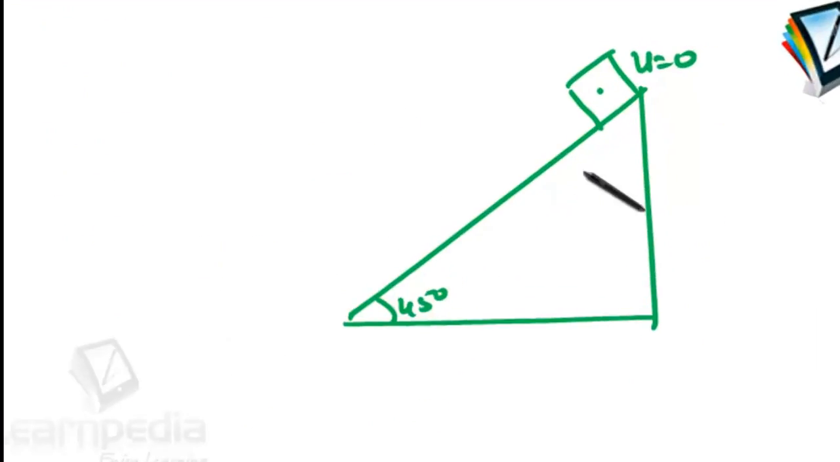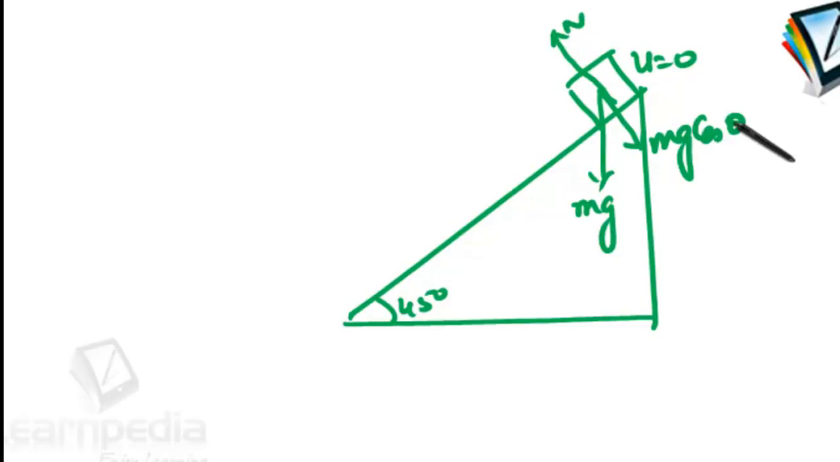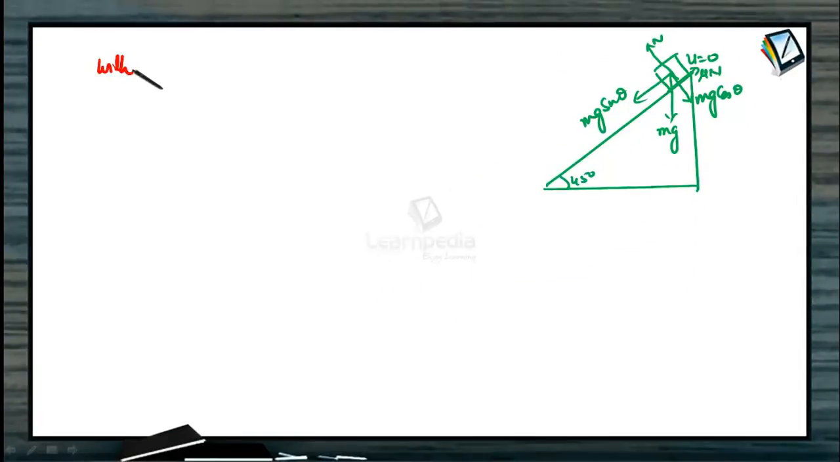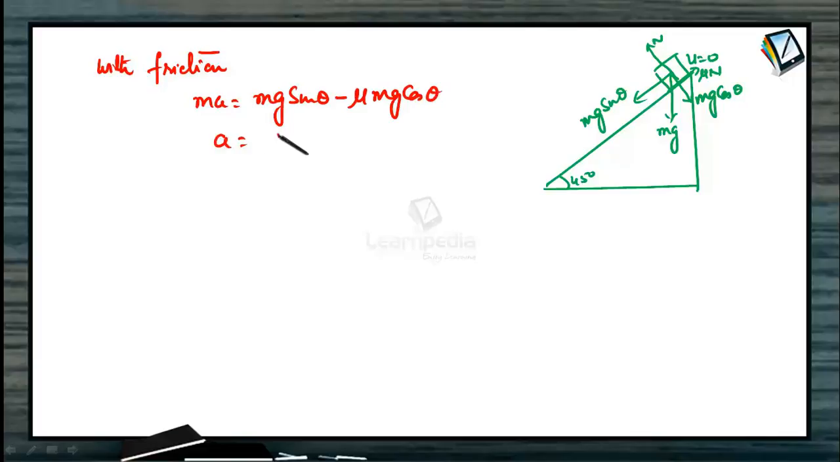Similarly, let us do it for the rough incline. Now the surface is rough. So mg is acting vertically down. Normal reaction N is mg cos theta. This side mg sin theta. Since it's a rough surface, friction will be here mu times N. So with friction, ma is equal to mg sin theta minus mu times mg cos theta. So the acceleration in this case will be g into sin theta minus mu cos theta.